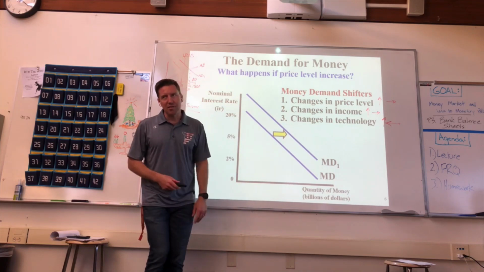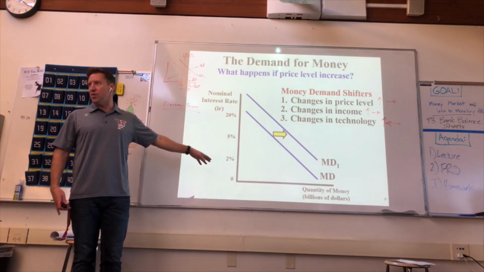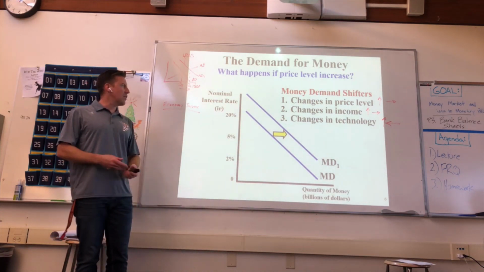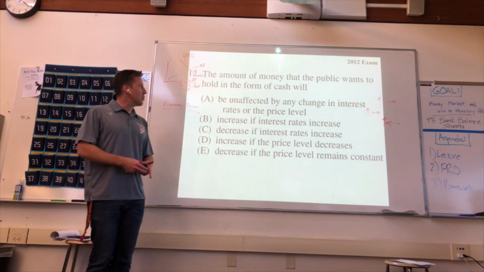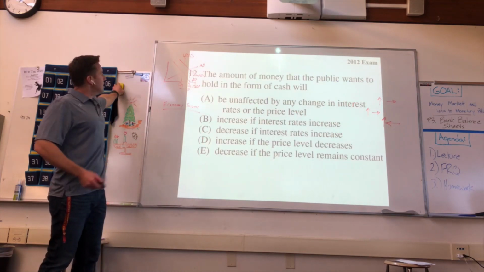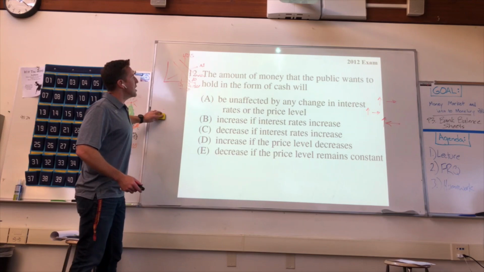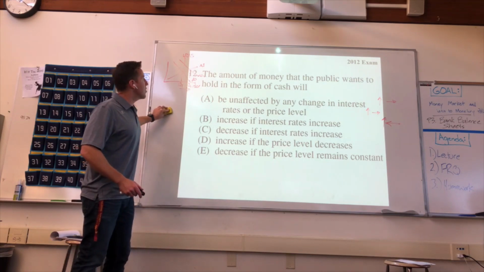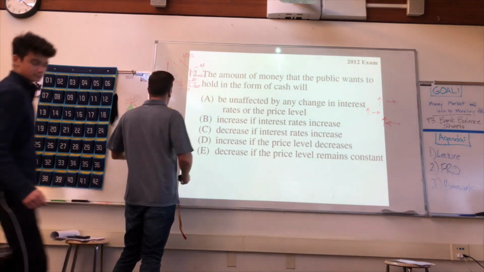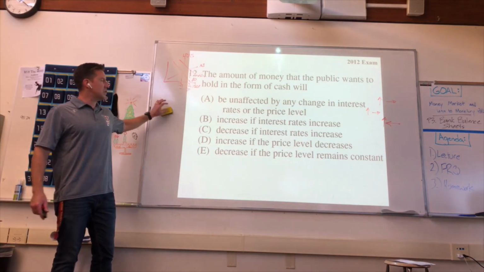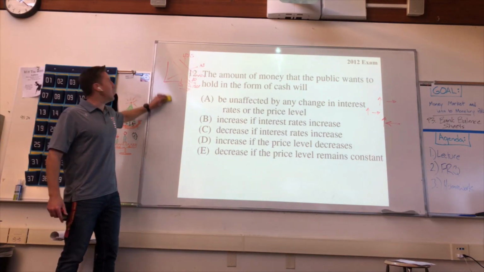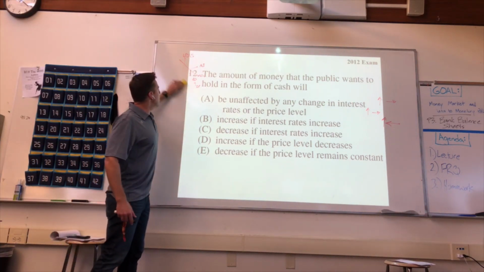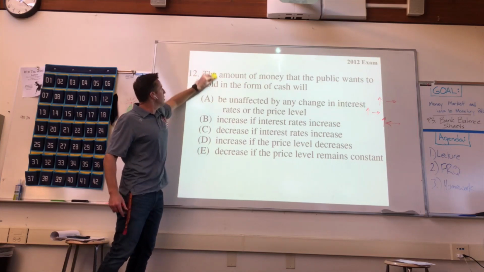Never seen it on a test, just throwing it out there because that's one of our shifters. It's never showed up on anything that I've ever seen, but just throwing it out there so it's there. So let's practice it with the partner sitting next to us. The amount of money that the public wants to hold in the form of cash will A, B, C, D, or E with our partner, and then we'll do it in ASL.